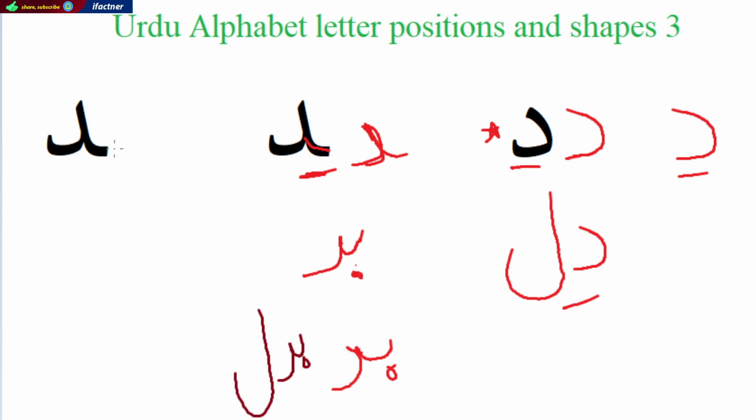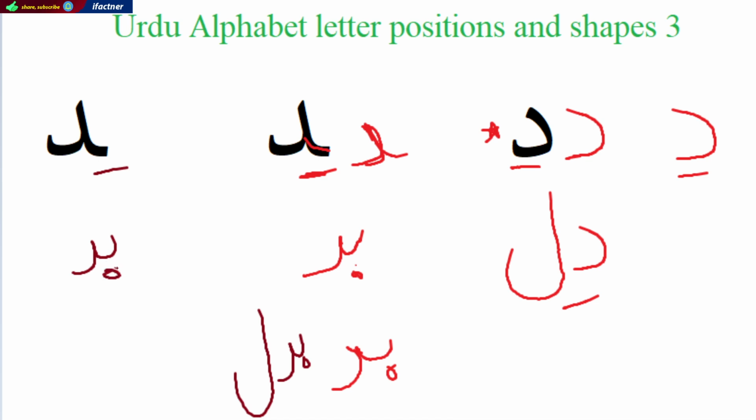The final position shape of daal is the same as its middle position shape, because in the middle position we don't add a connector with the daal afterwards. We have to add the space, and when it comes at the end of the word, it is written in the same way. Be, daal, bad.